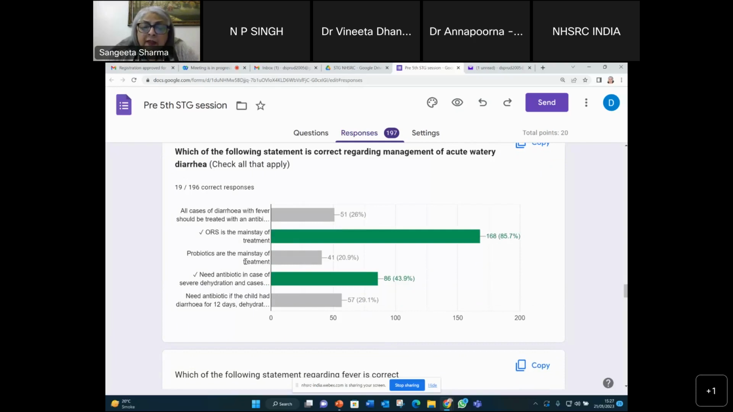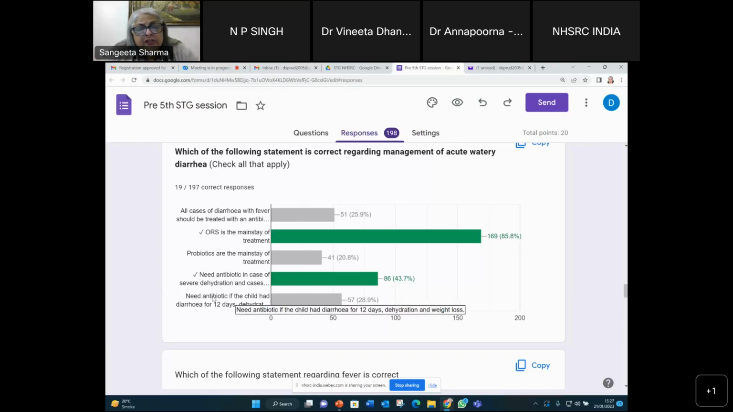Probiotics, many of us feel that they are not the mainstay of treatment. There are mixed kinds of reports and results in the literature. Probiotics can be added to the treatment, but they are not the mainstay of treatment, because the available probiotics differ in colony count and strains. Some evidence is there, but not as the mainstay of treatment.